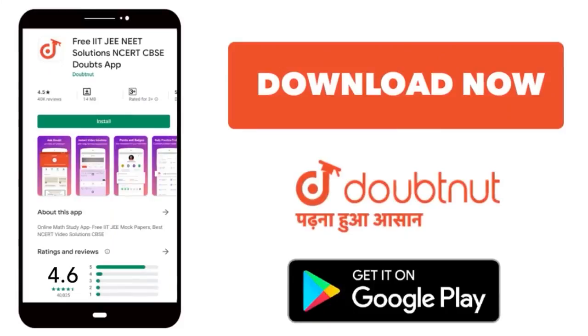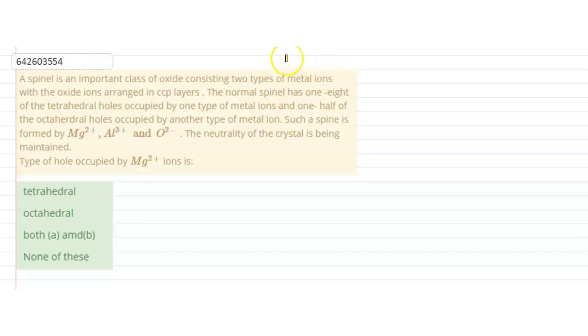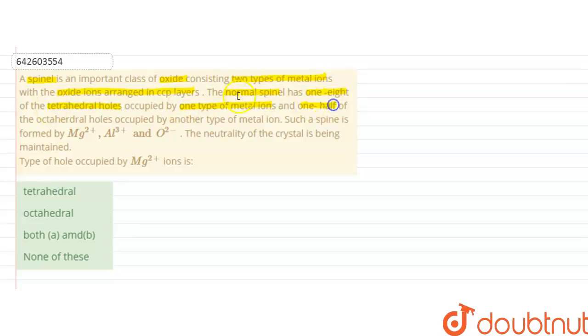Download Doubtnut app today. Hello students, our question is: a spinel is an important class of oxide consisting of two types of metal ions with the oxide ions arranged in the CCP layers. The normal spinel has 1/8 of the tetrahedral holes occupied by one type of metal ions and 1/2 of the octahedral holes occupied by another type of metal ions. Such a spinel is formed by Mg2+, Al3+ and O2-. The neutrality of the crystal is being maintained, then the type of hole occupied by Mg2+ ions is.